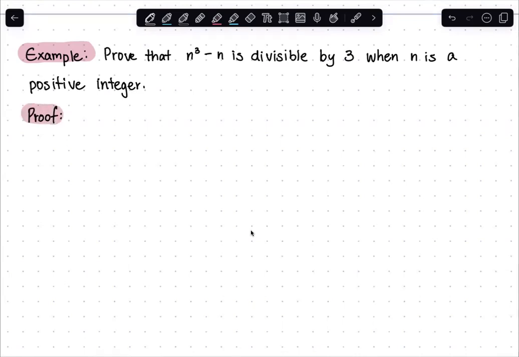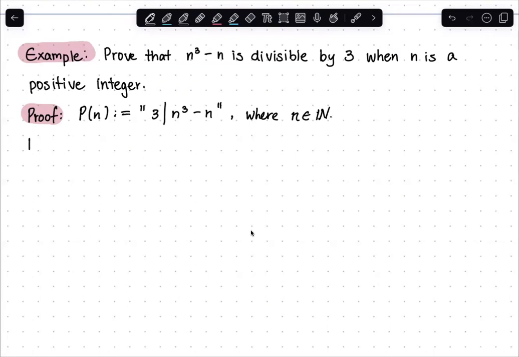So we first state our propositional function. So our propositional function is that 3 divides n cubed minus n. So that's what divisible by means. This is the notation we use when we want to state that something is divisible by the other, or in our case, 3 divides n cubed minus n, where n is a positive integer.